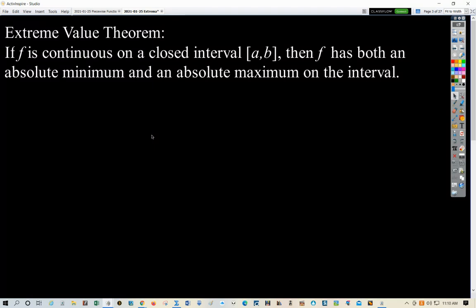So if f is continuous on a closed interval, that's our single criterion in this case. If f is continuous on a closed interval from a to b, then f has both an absolute minimum and an absolute maximum on that interval.